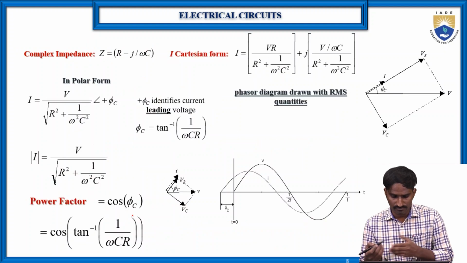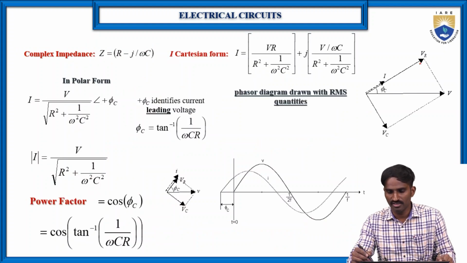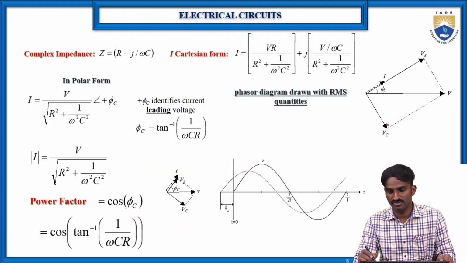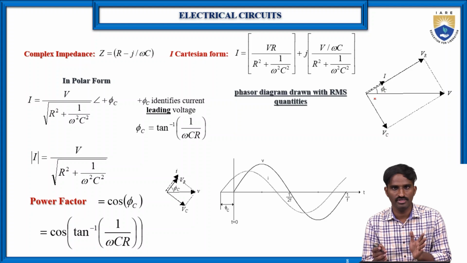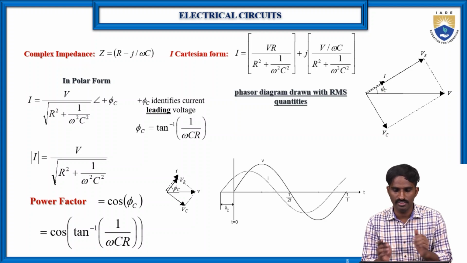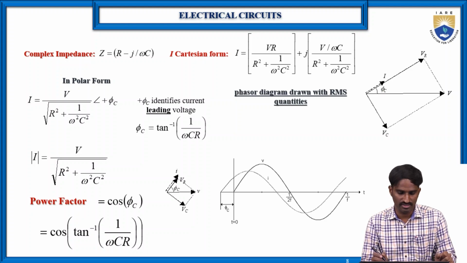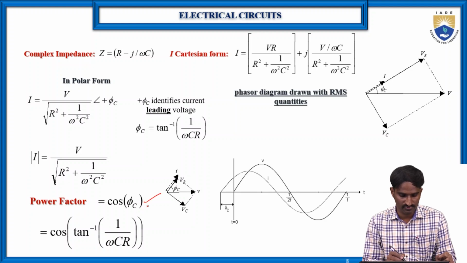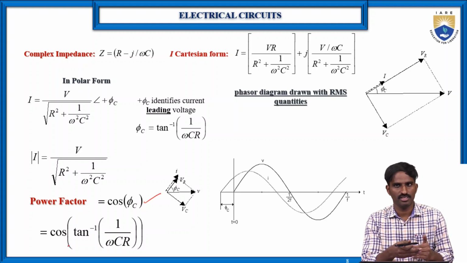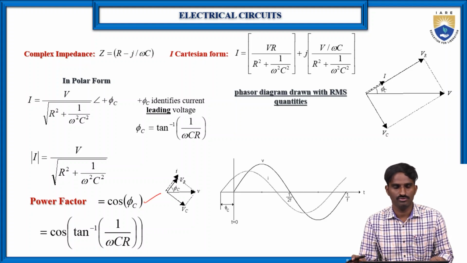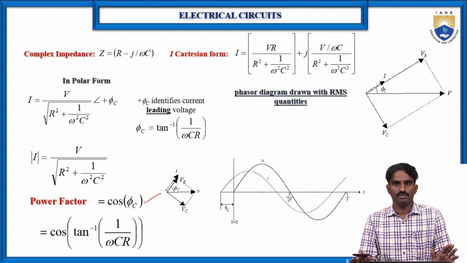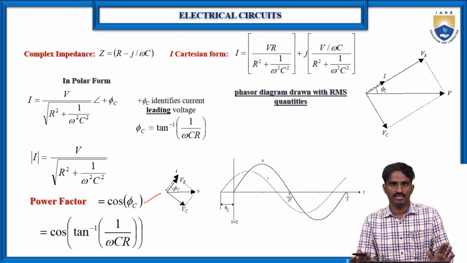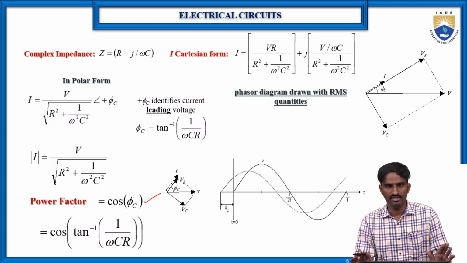So again here VR and VC, because here VC leads. Here it is the current. So here the phi angle is phi C, because before it was phi L that we considered. Here it is phi C that we are considering. So again here the power factor is this one. We are just converting the rectangular form into the polar form. So this is all about the basic electrical circuits, or basic AC electrical circuits.